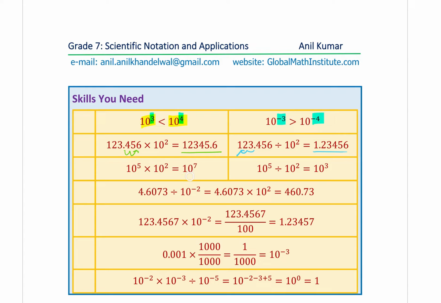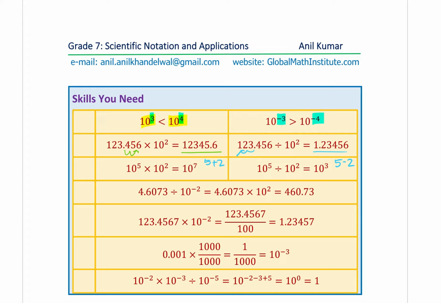Now, these are the properties of exponents. When you have the same base, you can add the exponents when you multiply, and you need to subtract the exponents when you divide. And therefore, 10 to the power of 5 times 10 to the power of 2 should be 10 to the power of 5 plus 2, right? So 5 plus 2 is 7. That is how you get it. When you divide, you have to take the difference, 5 minus 2, which is 3. So 10 to the power of 5 divided by 10 to the power of 2 will be 10 to the power of 3.